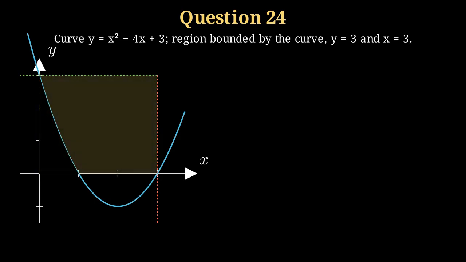Let's shade it. The main part sits above the x-axis in yellow, and there is a small piece dipping below the x-axis in orange, where the curve goes negative between x equals 1 and x equals 3.